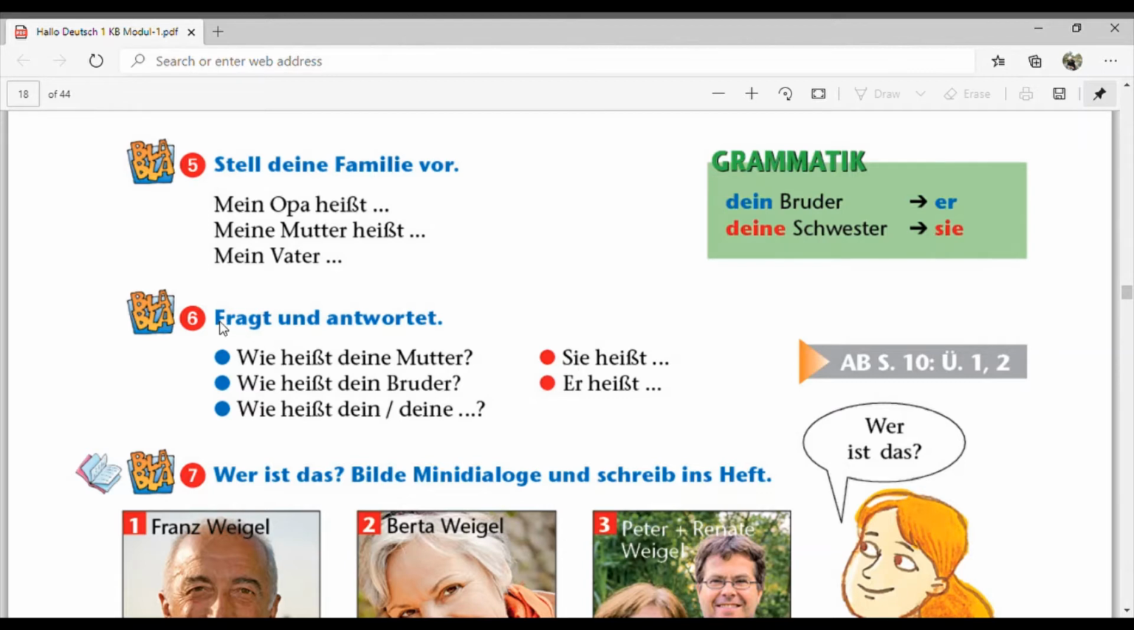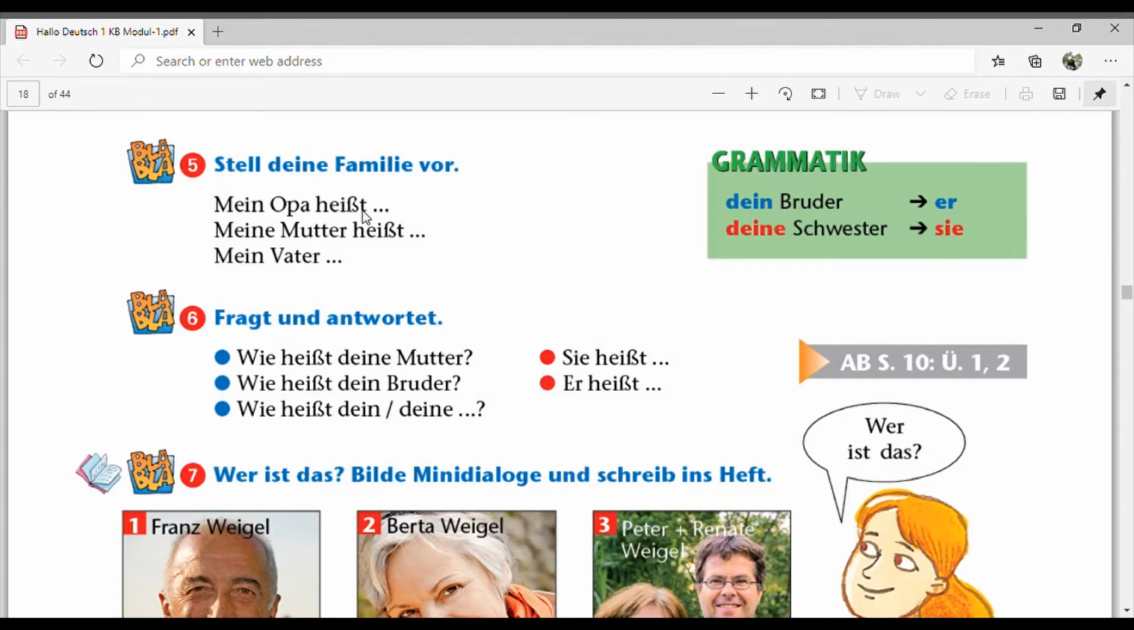Then okay, again number 5. Stell deiner Familie vor. Mein Opa heißt. So you have to just write down the name, like mein Opa heißt, okay, Shri or late, and the name of the Opa. And then meine Mutter heißt, okay, and then the name of the mother. And you can also add the age. The age we have discussed in chapter 1, how we can write it.